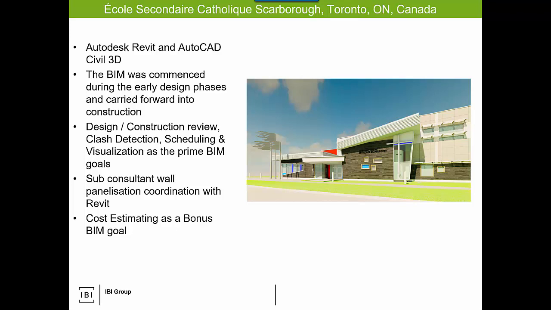The sub-consultant worked with the design team relative to the wall panelization. So that was interesting in that they were able to align the fabrication of the prefab wall panels relative to what was done in Revit and have that fusion, as well as they experimented and harnessed cost estimating as what they call the bonus BIM goal. Because the model was done properly, they were able to generate valid quantities in order to facilitate various cost estimates throughout the life cycle of the project.